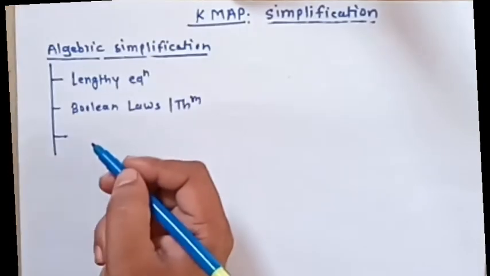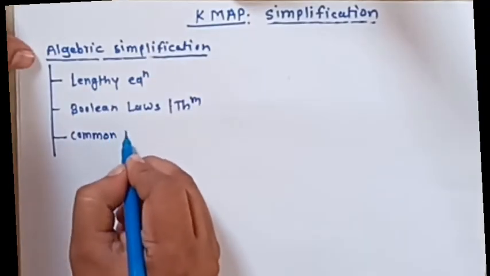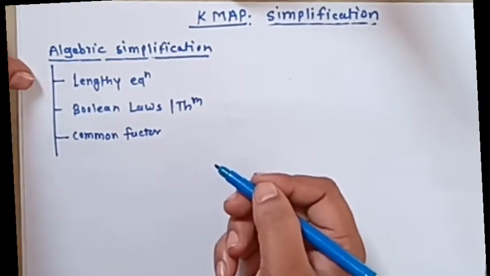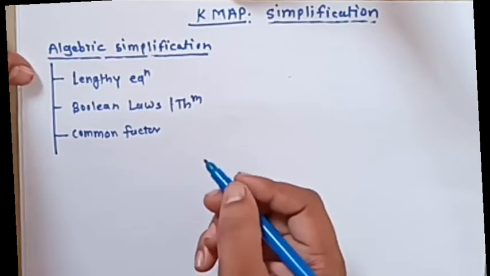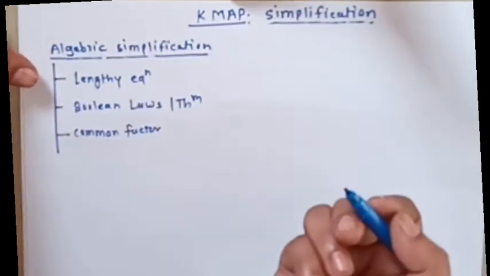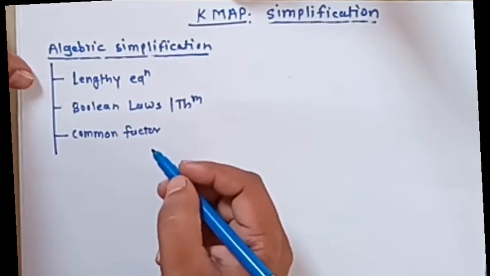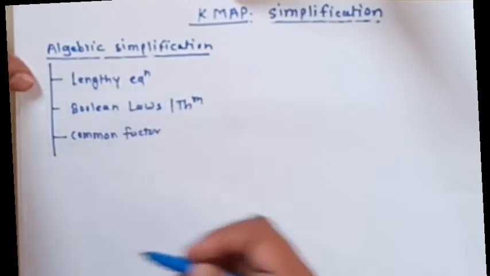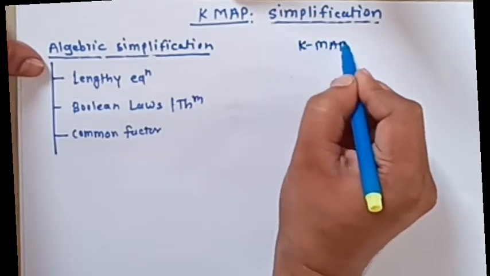The third disadvantage is that we have to find the common factor from each equation. So we cannot identify whether the equation is in simplified form or we have to simplify the same equation again. We cannot imagine the final step, because the simplification is continuously carried out. So these are the disadvantages. To overcome them we use K-map simplification.